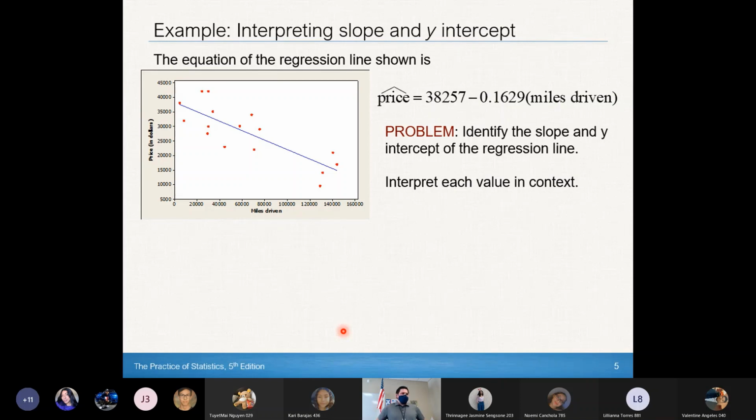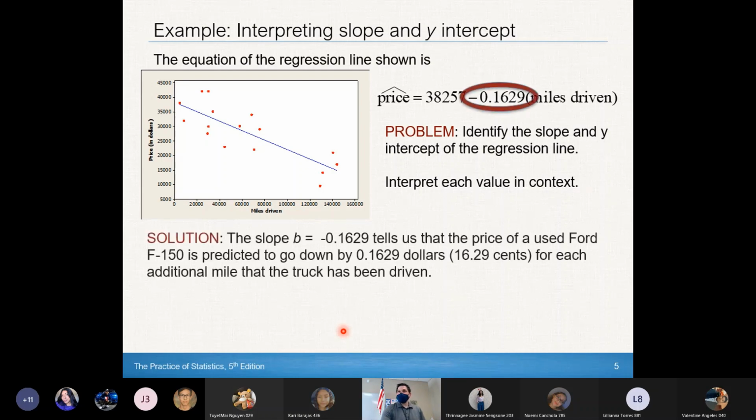We have the same scatter plot with regression line as we saw on the previous screen. Our problem here: identify the slope and y-intercept of the regression line and interpret each value in context. So our solution: the slope b equals negative 0.1629 tells us that the price of a used Ford F-150 is predicted to go down. It's a negative association, a negative slope, by $0.1629, 16.29 cents, for each additional mile that the truck has been driven. So as the miles increase, the value decreases.